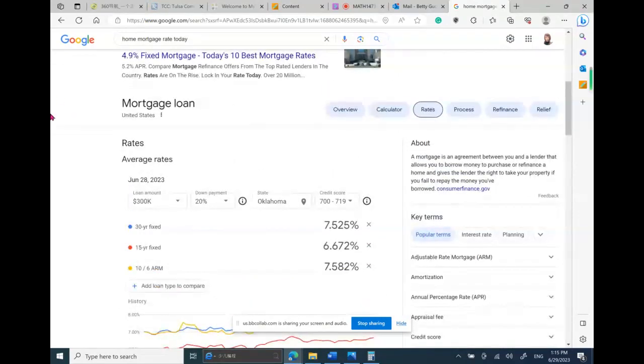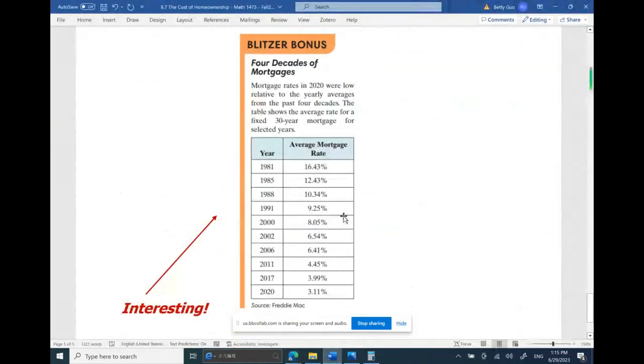All right, guys. So that's everything about the cost of owning a home. The calculation part, I would say, is not challenging because it's basically the same as the auto loan. Now you can work on your homework.